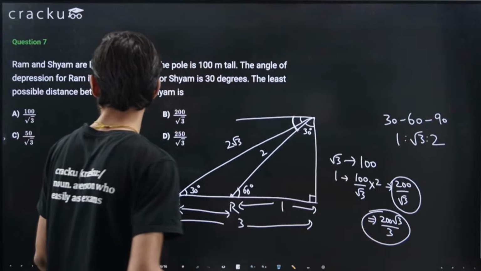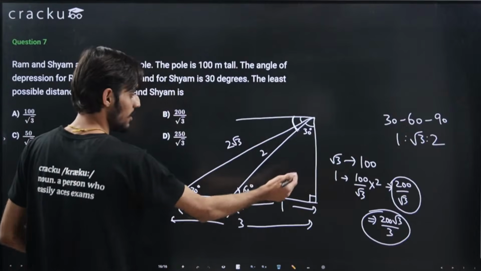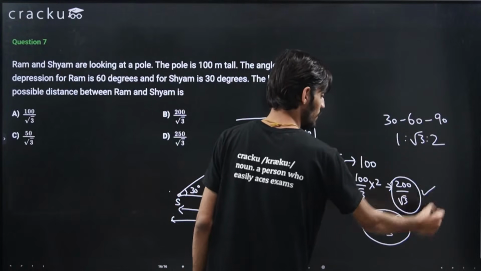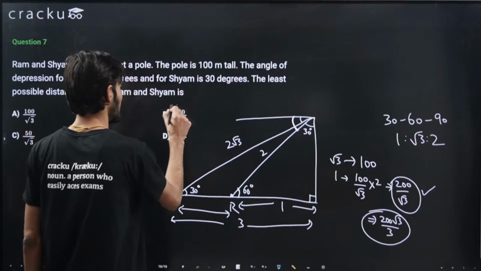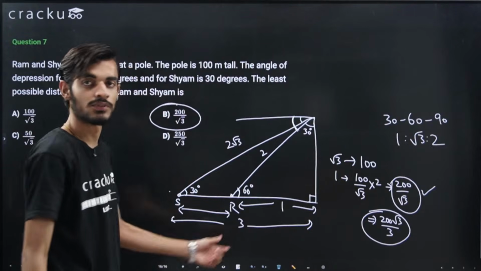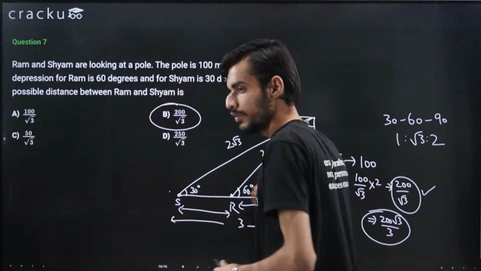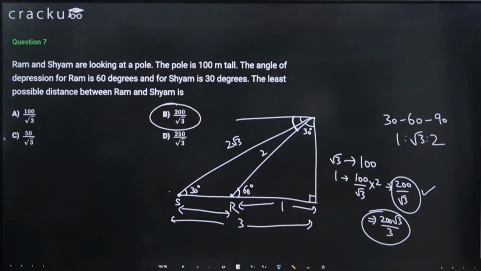The answer given to us is 200 by root 3. We need not simplify this. So this is 200 by root 3. Option B is the correct answer for this question. If you have any doubts regarding this question, you can just ask.